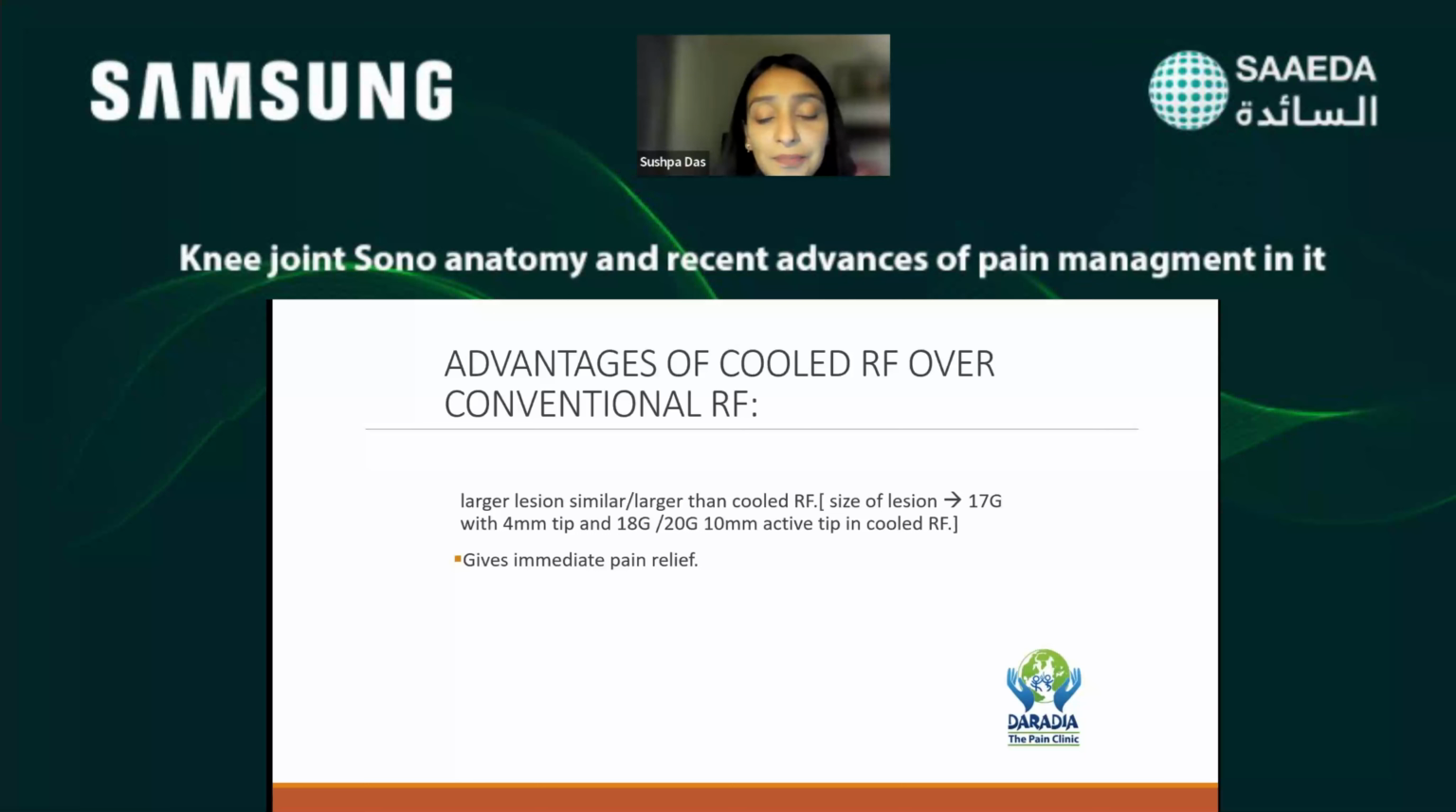This is a very important point, that due to the anatomical variation, not anomalies, if there are a lot of anatomical variations between different patients, then a larger size lesion will ensure that somehow or the other you have targeted the nerve, and that's how it gives better pain relief. So various studies have been done, and cooled radio frequency has been shown to give better results than conventional radio frequency.